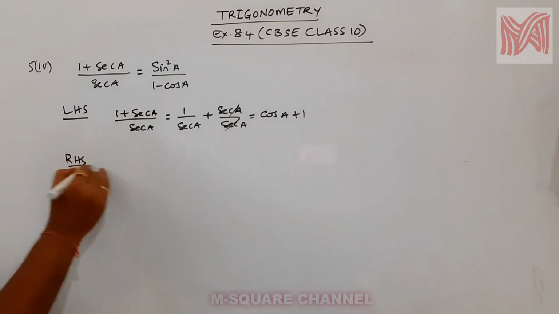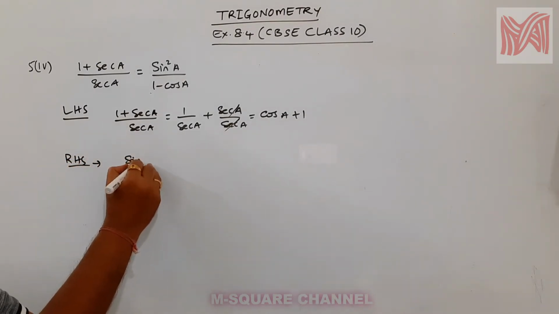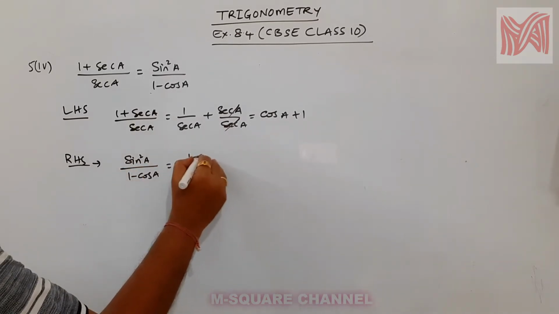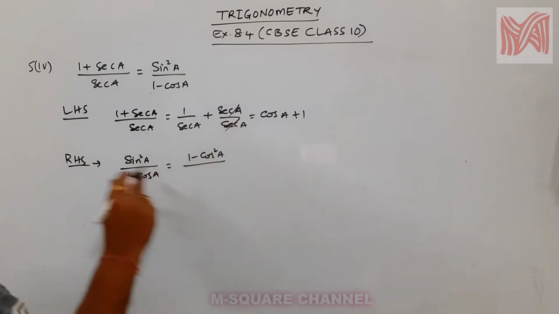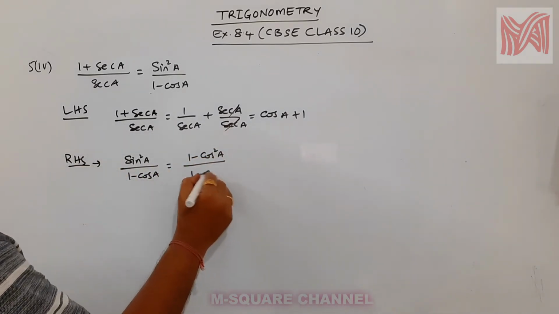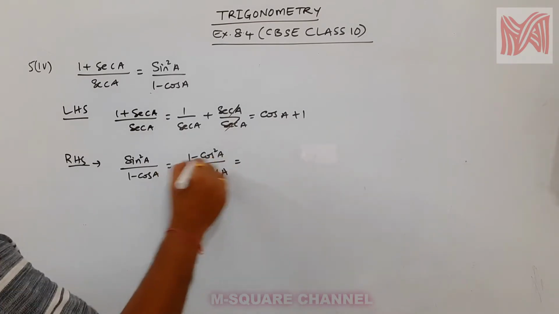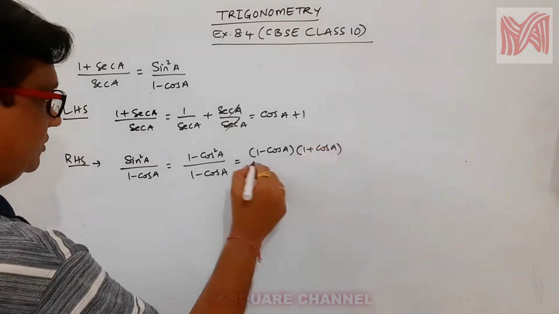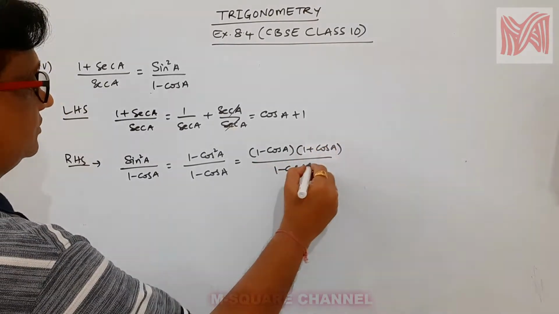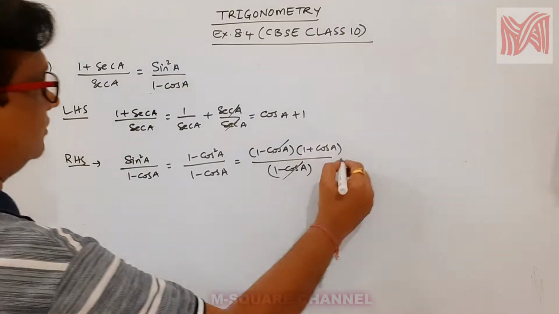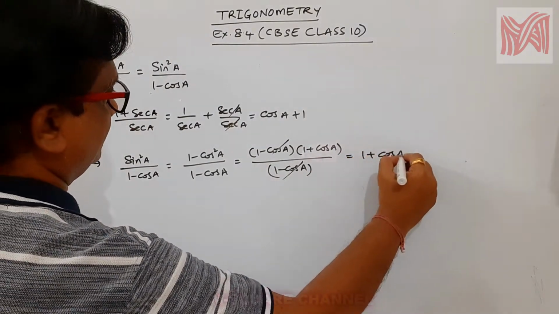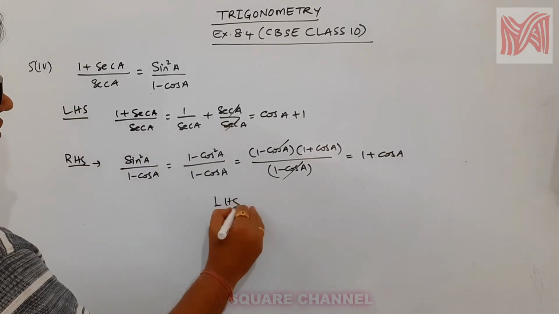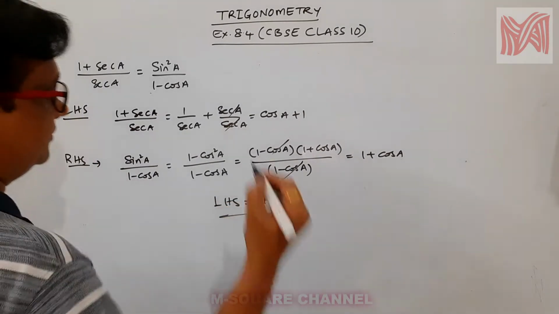RHS, if you take the RHS, sin square A by 1 minus cos A. Sin square means 1 minus cos square A. This is the identity. So 1 minus cos A. So a square minus b square. 1 minus cos A into 1 plus cos A by 1 minus cos A. These two are cancelled. We get 1 plus cos A. So this is LHS and RHS. Both answers are the same. So LHS equals RHS.